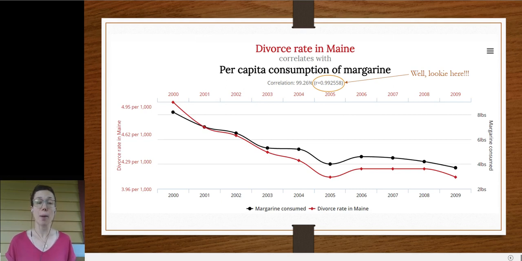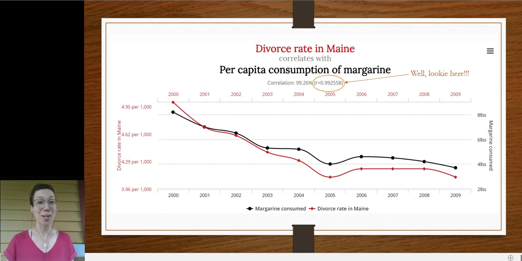So here we can see that there's a positive relationship because there's no negative sign. When the divorce rate increases, consumption of margarine increases, and vice versa. When one decreases, the other decreases. We see that here. The lines flow together. Right here in 2005, they both had a little dip. In 2004, they kind of had a little bump. Not really, but it's close enough. Very strong relationship, very strong positive relationship.